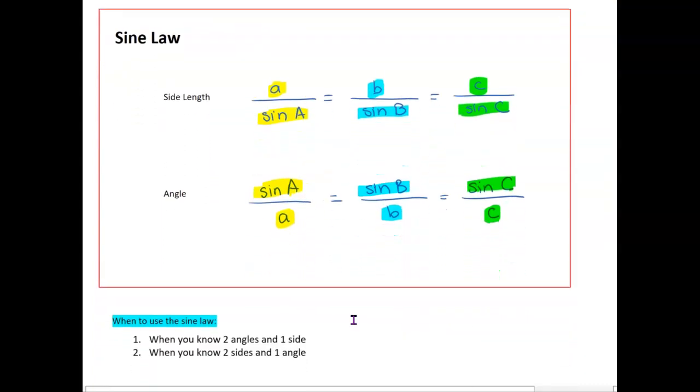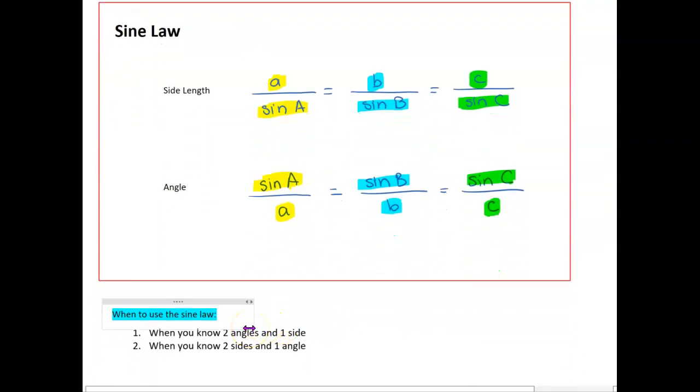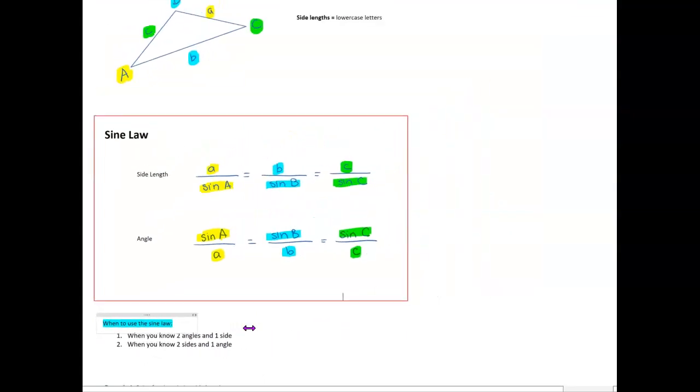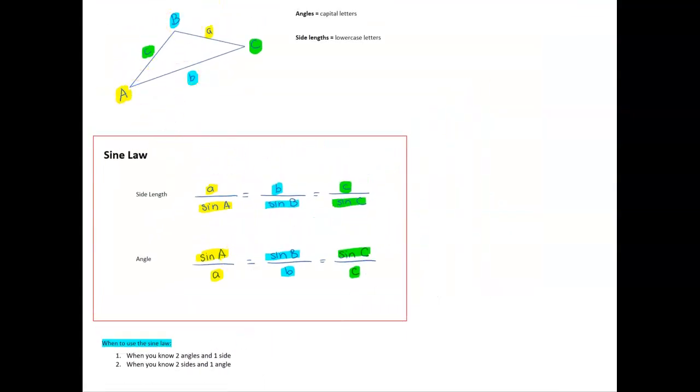So sine law, when do we use it? When we are given a triangle and we have two angles, for example A and B, and we have one side length such as little b, then we can solve for the missing side length a. Another way is if you have two sides such as c and b and you have one angle, for example capital B, and you need to solve for the other angle C. Okay, so let me show you a couple examples for you to understand how to use sine law.